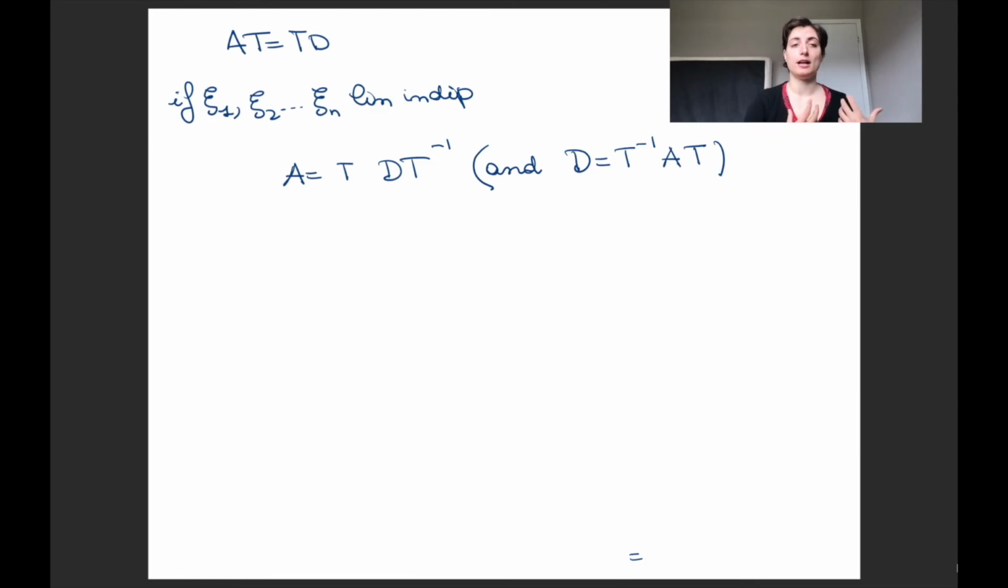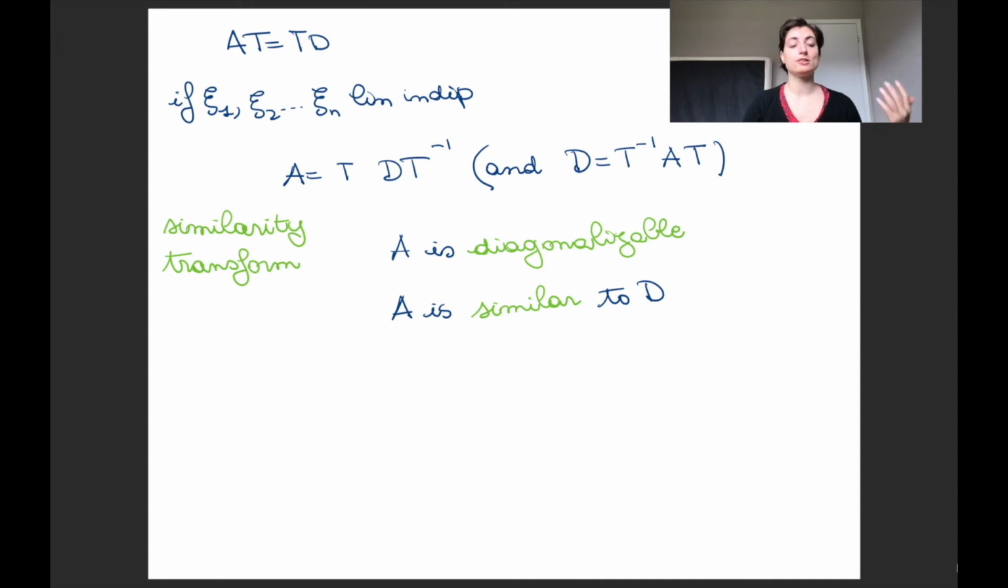If our eigenvectors are linearly independent, then we can invert T. And we have A equals T times D times T to the minus 1. If this holds, we call it the similarity transform. We say that A is diagonalizable and that A is similar to D. Why is it similar to D? Because we have a way to go from A to D and from D to A. This is why we need the invertibility of T, and this is why we need the linearly independent eigenvectors. If we don't have linearly independent eigenvectors, this is hopeless. We can still build T and D, but we cannot invert T. And that is a major element in this diagonalizable statement.